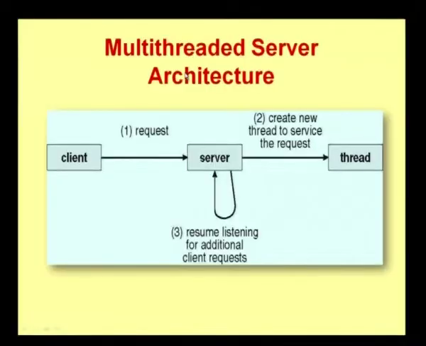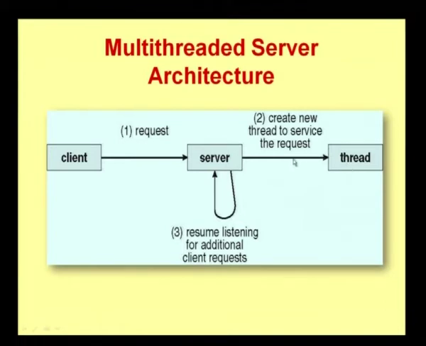Now let us see how a multi-threaded server architecture works, and then we will link this with multi-core programming. Here it is. In this multi-threaded server architecture, this is a client. He gives a request to the server. So the server creates a new thread to service the request. A thread is a line of execution. After it creates a new thread, this gets executed.